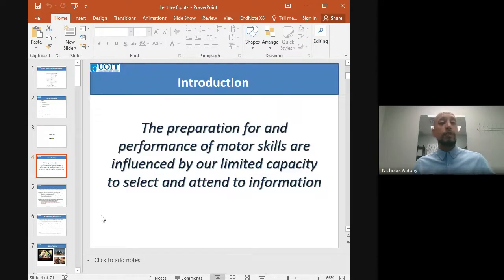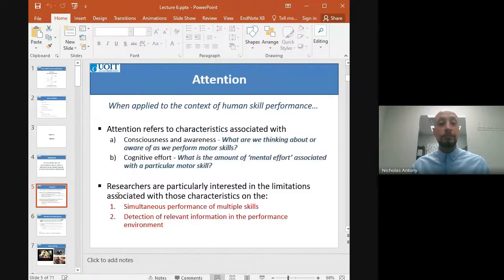So let's first start off with talking about attention. When behavioral psychologists or the early motor control researchers started analyzing people performing motor skills, they very quickly observed that the preparation for and performance of motor skills are influenced by a seemingly limited capacity to select and attend to different information. And so what does this mean?